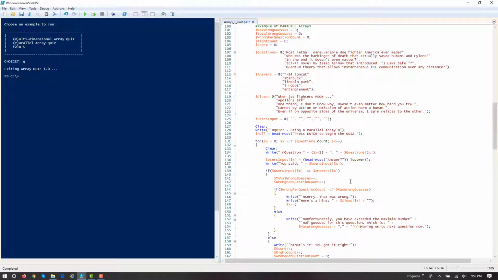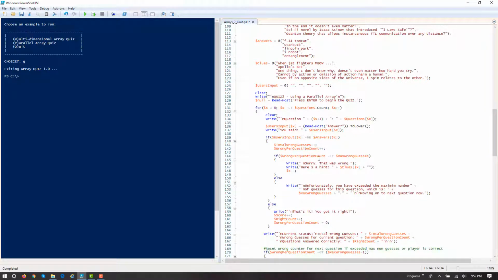Add 1 to wrong guesses and wrong per question count. If wrong per question count is less than max wrong guesses, if and only if they haven't exceeded their allowed number of wrong guesses, tell them that was wrong, and give them a hint. And same thing, postfix decrement x, the variable x, so that rolls the question back. Even though we postfix incremented it here, we postfix decrement it here, so that keeps it hovering on the same question. So we can ask the same question again 2 more times if necessary, until we've exceeded the maximum number of wrong guesses, okay?